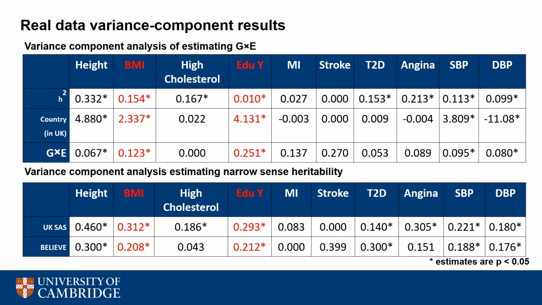This is supported by the bottom table, which shows that when analyzed separately, the heritability is between 0.2 and 0.3 for the two cohorts. But when analyzed together, that effect is almost entirely absorbed by the interaction term of around 0.25, with almost no additive effect.